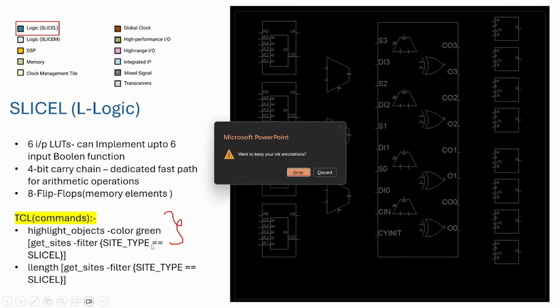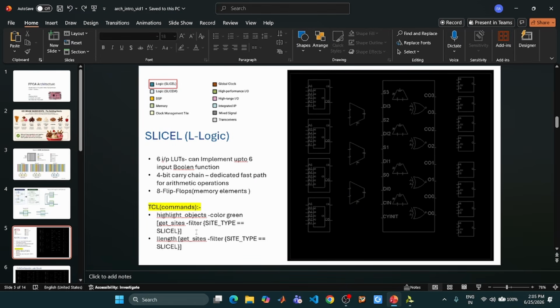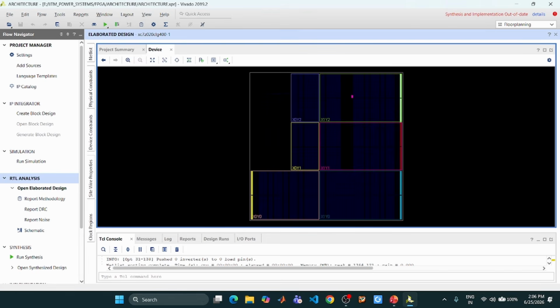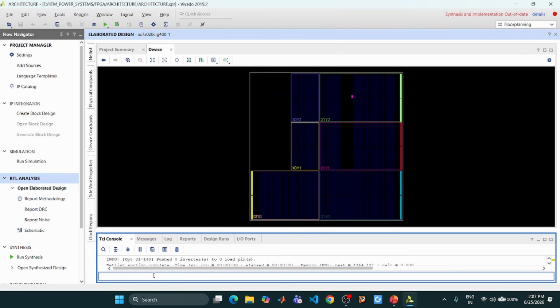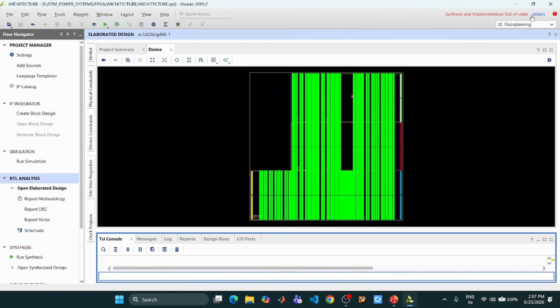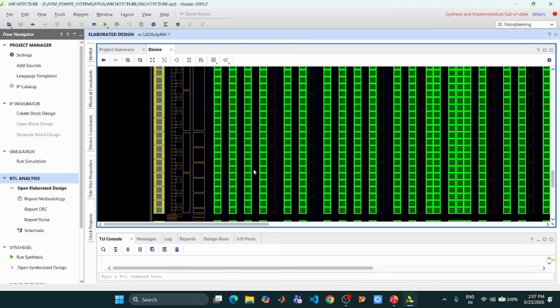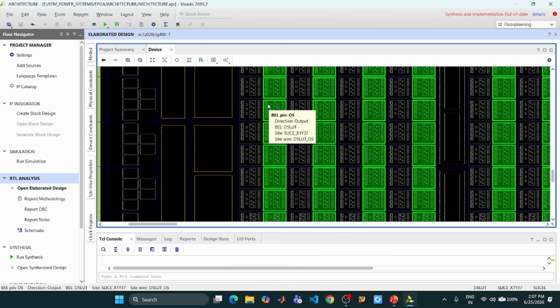If we run this TCL command, which refers to Tool Command Language, in Vivado, you see the floor planning of the Zynq SoC. This part is nothing but the PS, and this part is nothing but the PL part. The PL part is divided into 6 regions depending on the clock regions as X0, Y0, X1, Y0 and so on. By using the TCL command, let us see where the SLICELs are located in the PL part. If you zoom in, all the parts which are colored in green are the SLICELs.